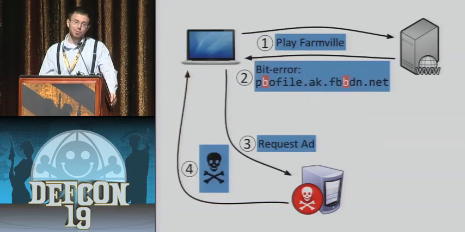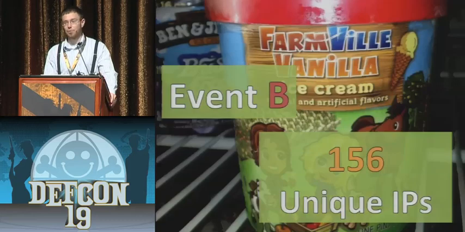Once again, an overview. You're doing nothing wrong, going to play some Farmville. A bit error happens somewhere outside of your control in either Facebook or the Farmville servers. This bit error gets cached, served up to 1,300 people, and those 1,300 people request ads from me instead of from Farmville. And that's event A. And event B was 456 unique IPs. And the cause of that was also Farmville.